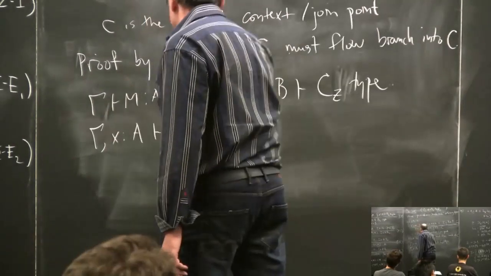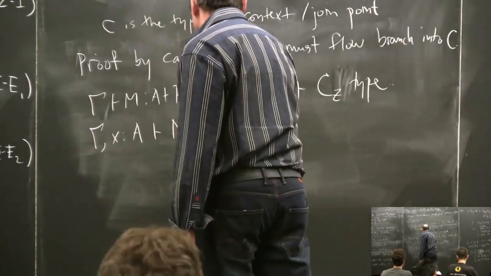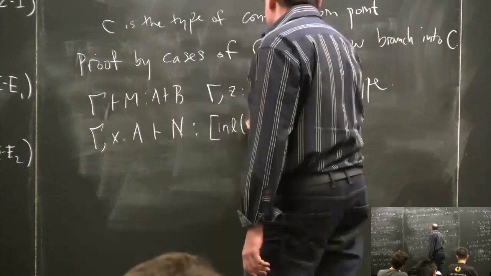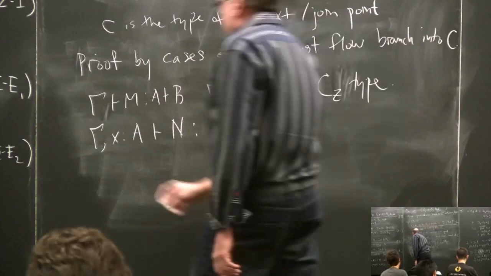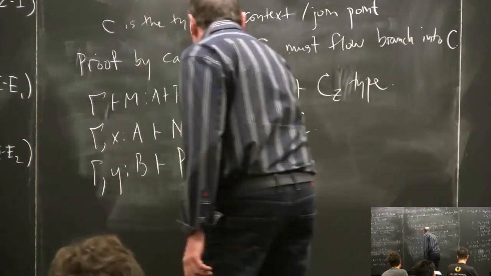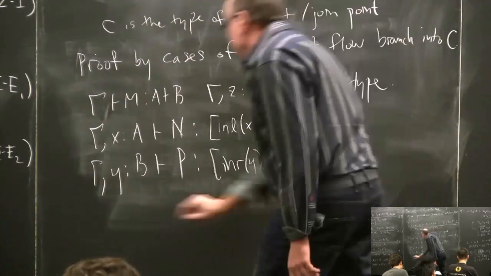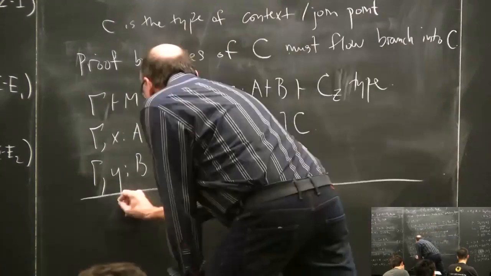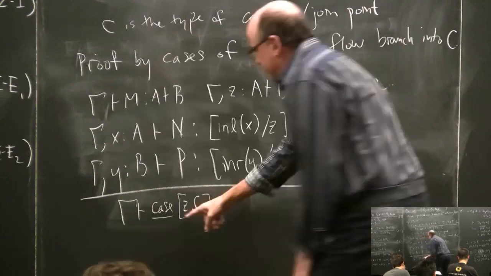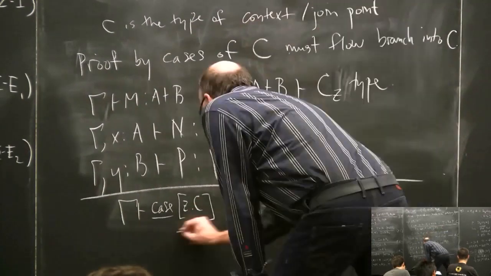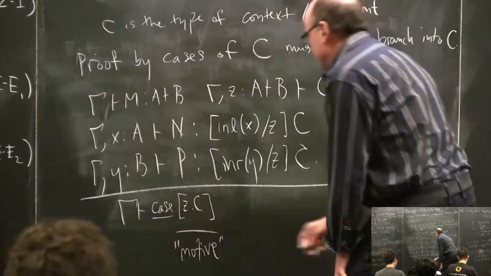I case analyze, and I say I have to have n, let's call it, which is now in left of x for Z in C, and y in B, and that's P. So I have in right of y for Z in C. And now altogether case, and then I like this notational convention. I put in brackets. This is called, by the way, we need this terminology, the motive. And I'll explain why in a minute.